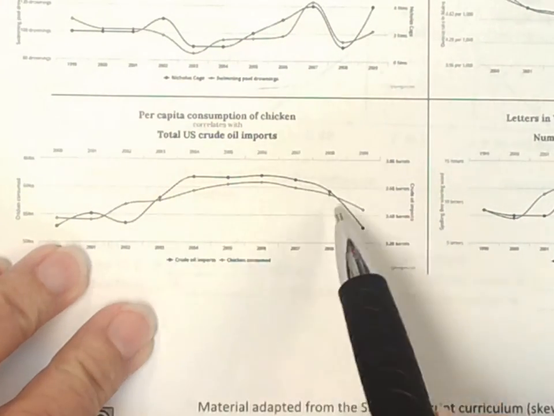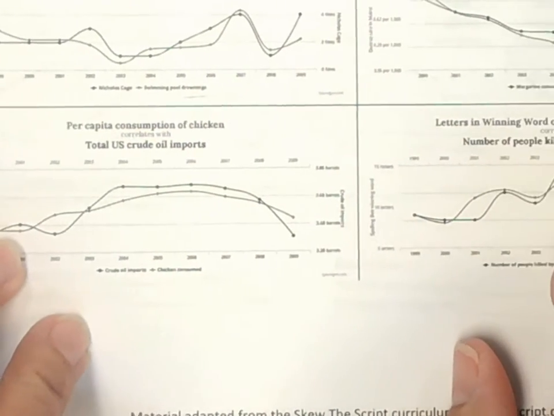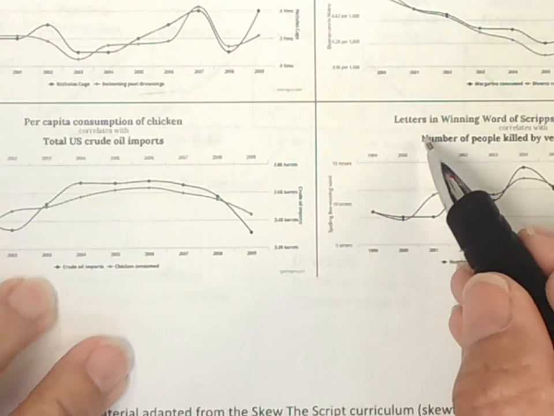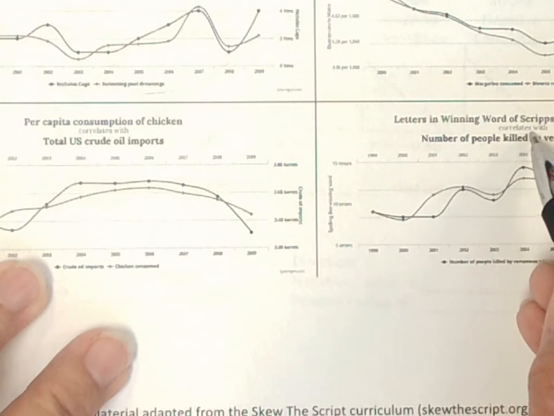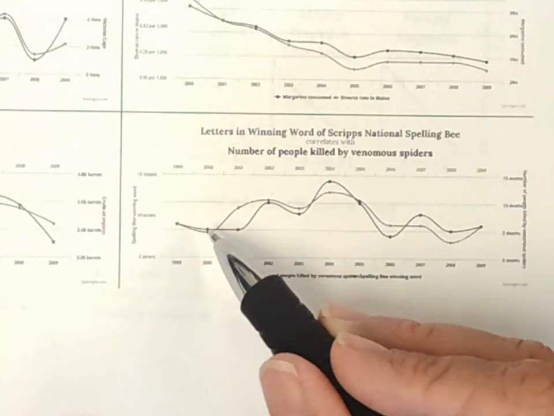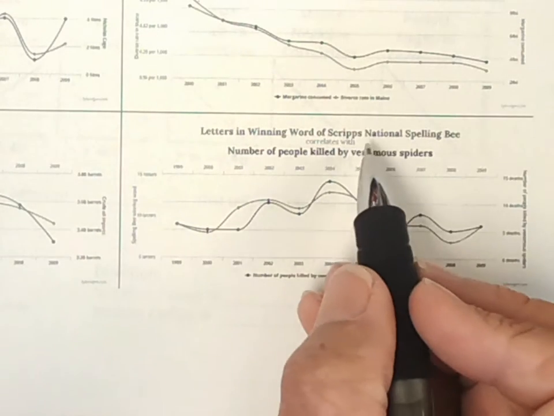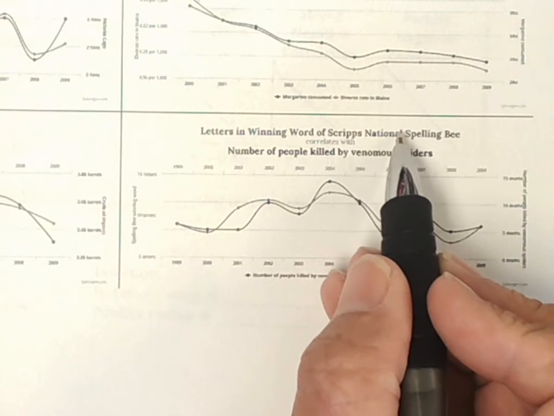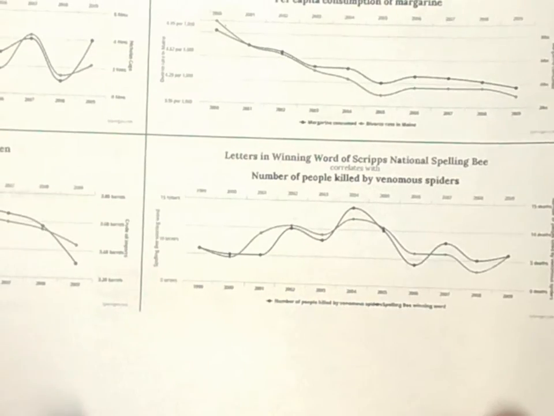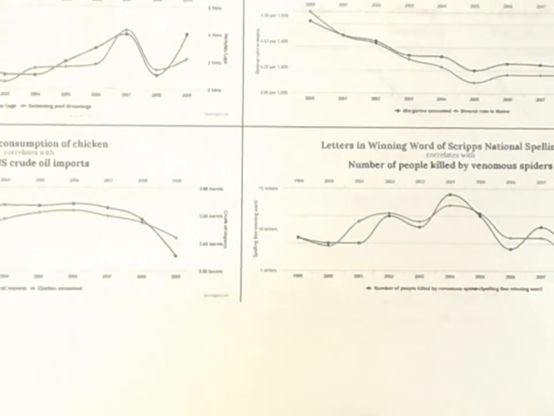So there's got to be a third or fourth underlying variable that causes these. And finally, the number of letters in the winning word of the National Spelling Bee versus the number of people killed by venomous spiders. Look at how closely these correlate to each other. They go hand in hand. Yet we know that the number of letters in the winning word of a spelling bee does not cause the number of people to get killed by spiders. These are just silly things, but happen to correlate with each other. They do not cause each other.